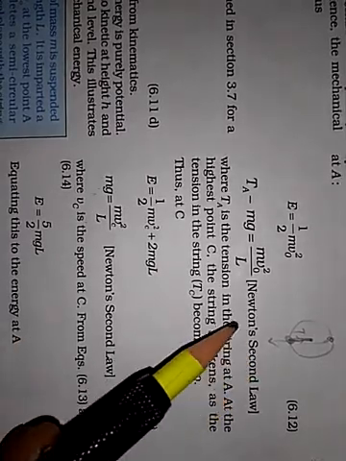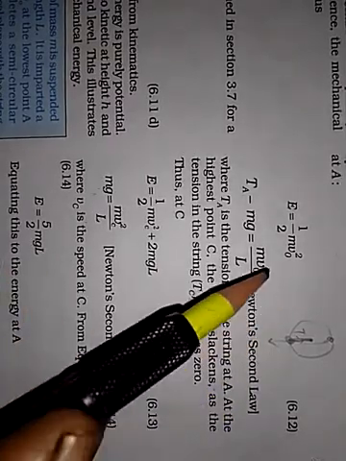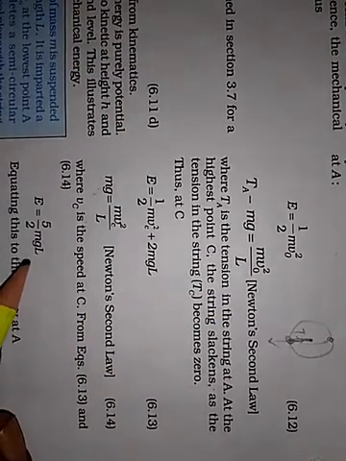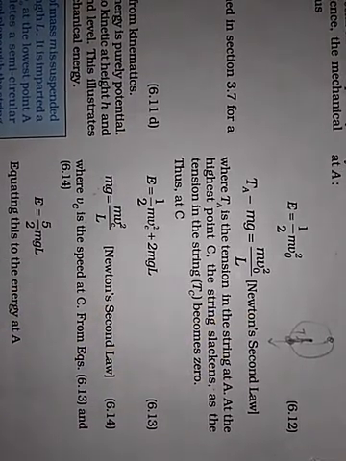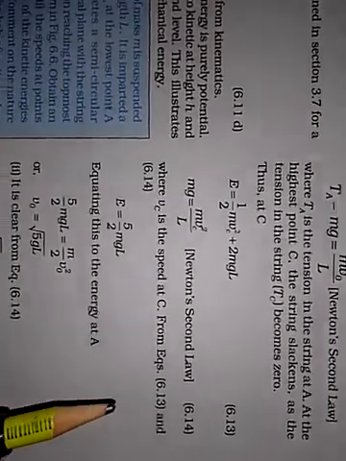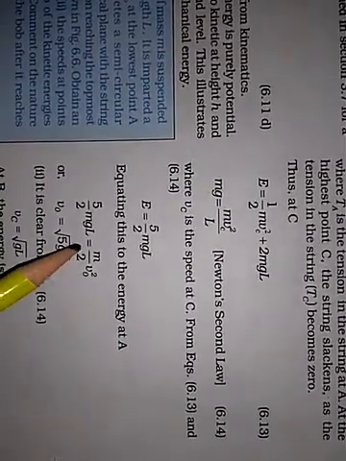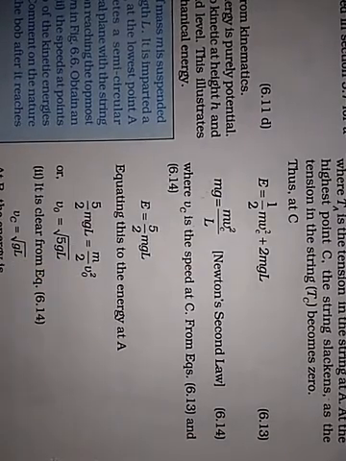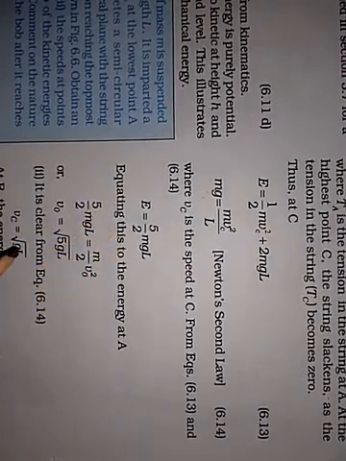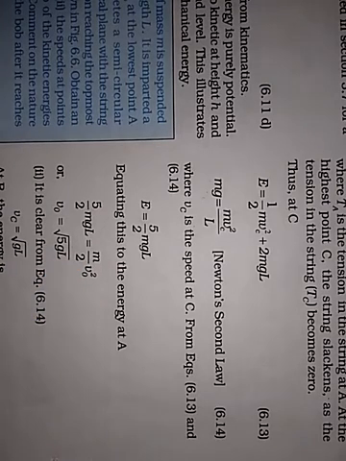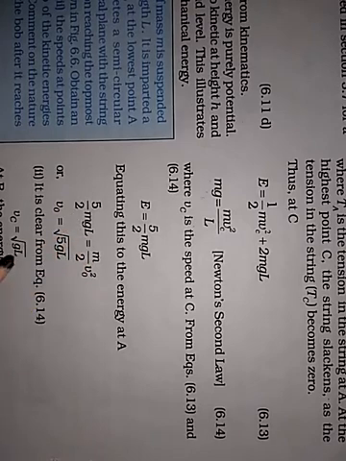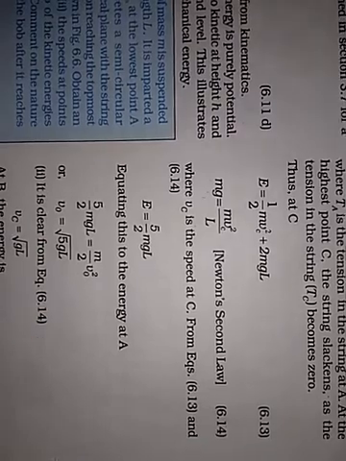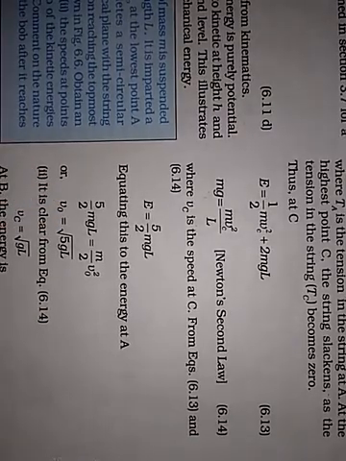Now equate equation 6.12. Here also energy, here also energy. So both these equations can be equated. So 5 by 2 mgL should be equal to m by 2 v naught square. Now if you simplify, m gets cancelled and 2 gets cancelled. So if you take root, v naught is equal to root of 5gL. So this is one equation.